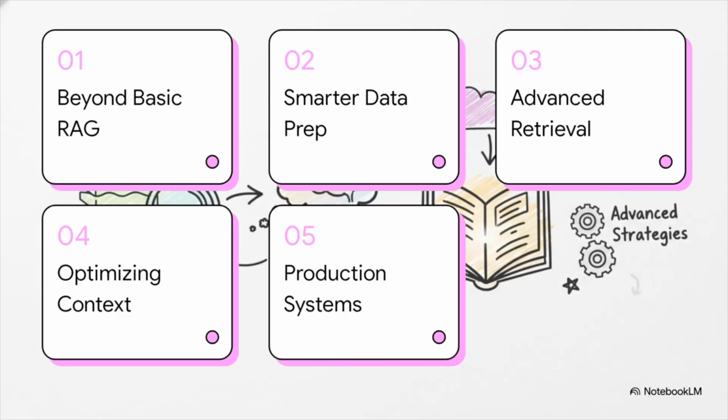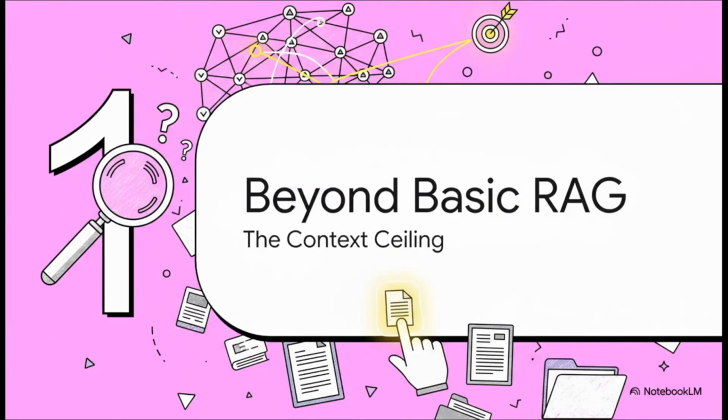Here's the game plan. We'll start by looking at why basic RAG hits a quality ceiling. Then, we'll walk step by step through the key upgrades, starting with preparing your data intelligently, then finding the best information with advanced retrieval and re-ranking, trimming that down to the perfect context, and finally, putting it all together. First up, let's set the stage.